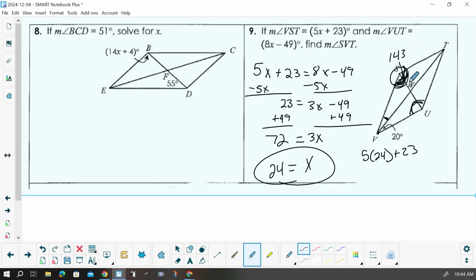That's this big angle. Which means the angle next to it, if I'm ignoring the diagonals for a minute, would be 180 minus that, which means it's 37 degrees. So this big angle here is 37 degrees, right? 143 plus 37 makes 180, which means this big angle here would be the same as this one, 37. And since this much of it is 20, wouldn't this side be 17? So SVT is 17 degrees, my final answer for this question.